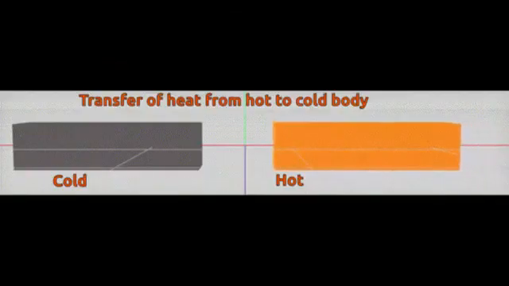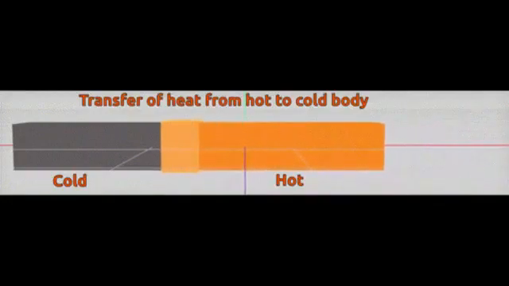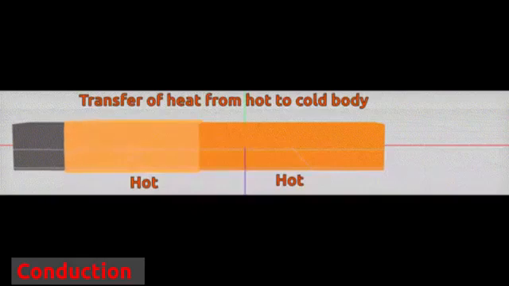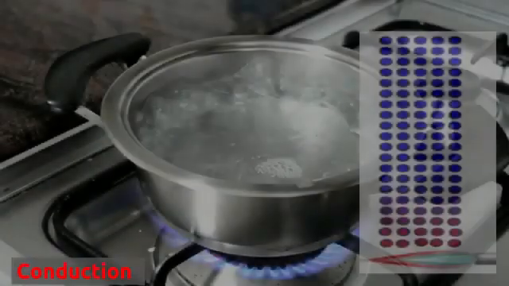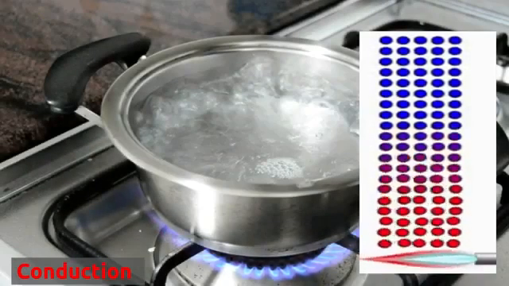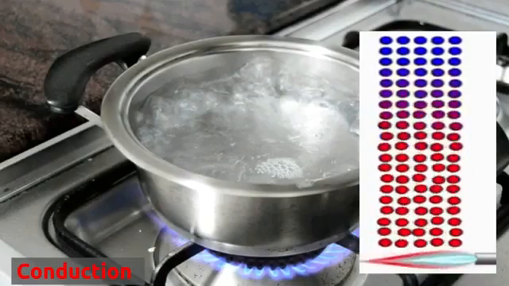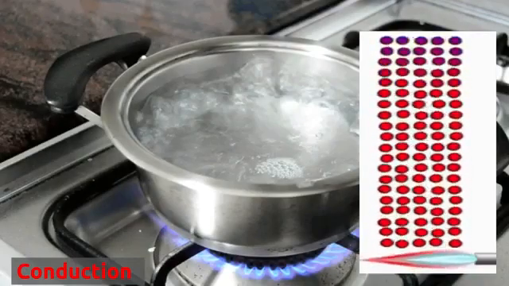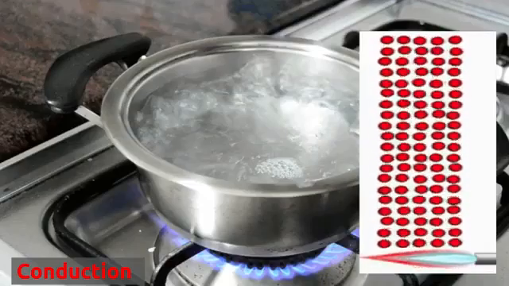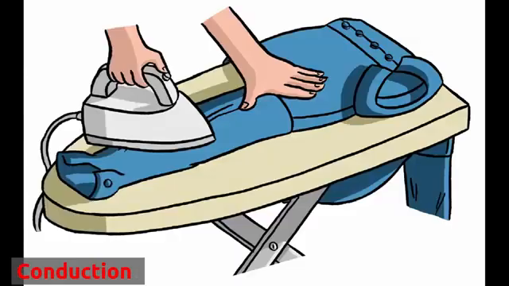When heat from one object gets transferred to other object by direct contact, it is known as conduction. For example, when we make tea, heat from stove gets transferred to steel pan because of direct contact, and thus this is conduction. When you iron your clothes, heat energy gets conducted from iron to clothes.